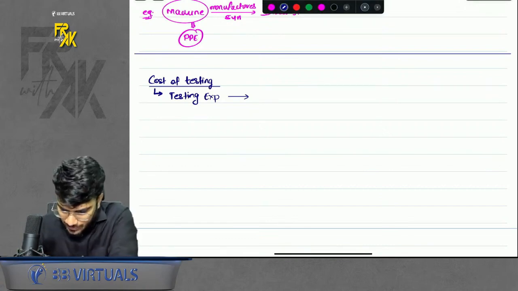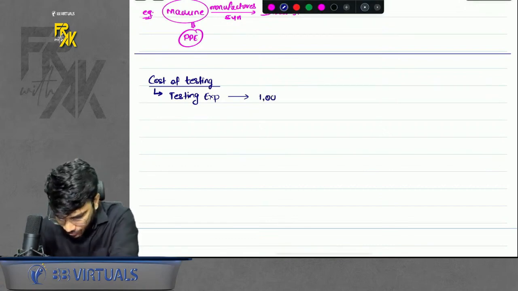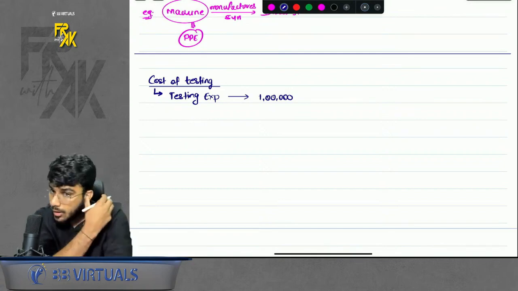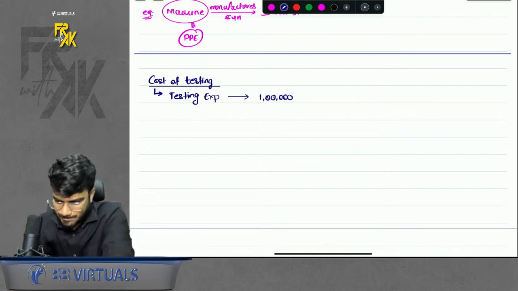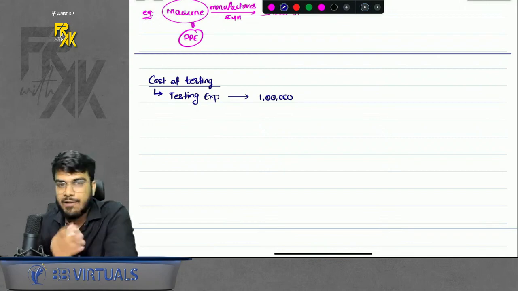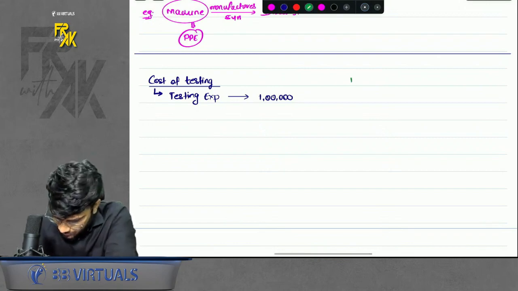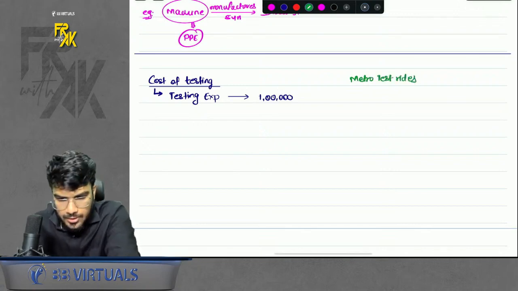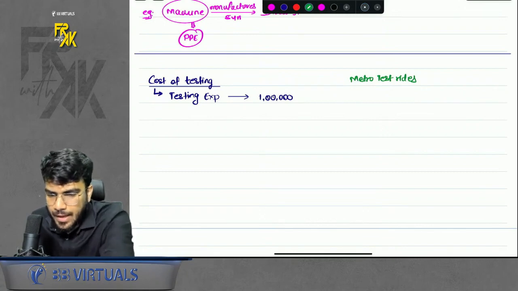So let's say for example, I have a testing expense to be incurred of 1 lakh rupees. Now, what the government can also do is, let's say for example, government made a scheme. So government said, we are conducting metro test rides. Okay. So let's say for example, we have L10.